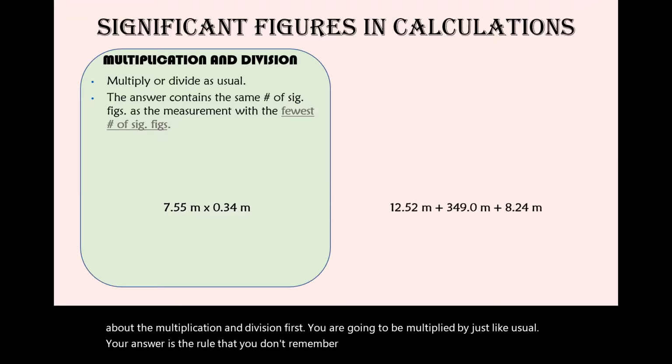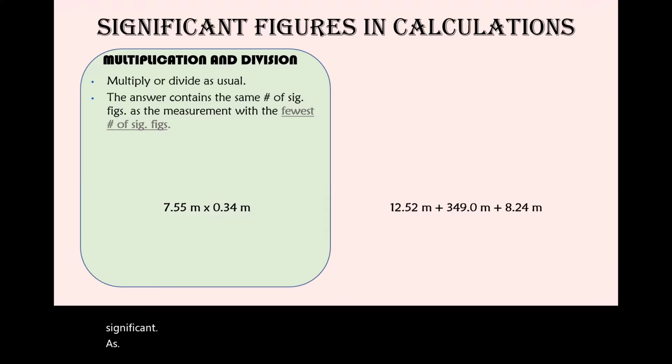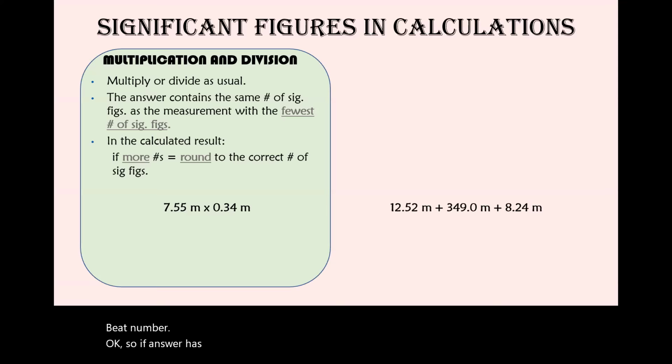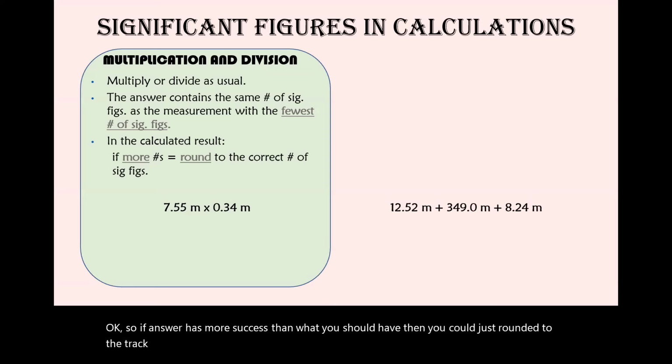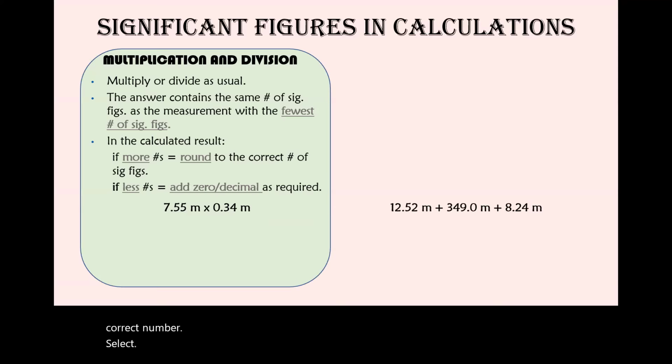Your answer must have the same number of significant figures as the measurement that has the least number of sig figs. So if your answer has more sig figs than what you should have, then you can just round it to the correct number of sig figs. If it has fewer significant figures than what you should have, then you just add a 0 or a decimal to make sure that you have the required amount of sig figs.